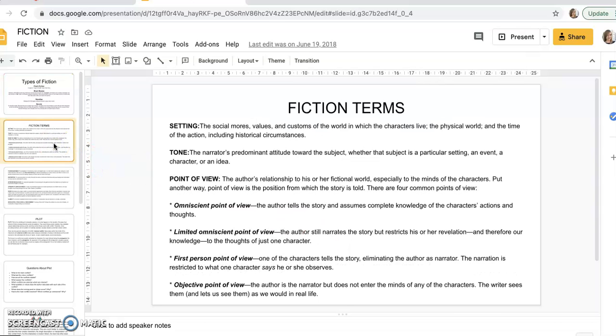So as we're writing about fiction, especially in your reading responses and as we start to get into essays, you really want to use terms. And I'm going to explain what some of these mean. So setting is more than just the place. You also want to think about the culture at the time. You want to think about the time period. You want to think about the era. You want to think about more than just a city.